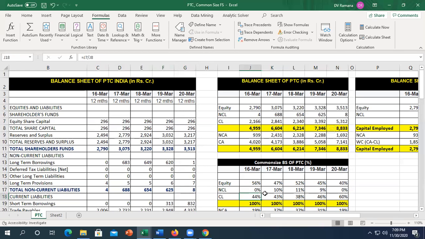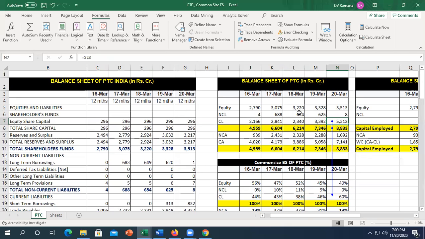We can see that current liabilities have increased from 44% to 60%. Now let us see what is this current liability. 2,166 crore has become 5,300 crore.